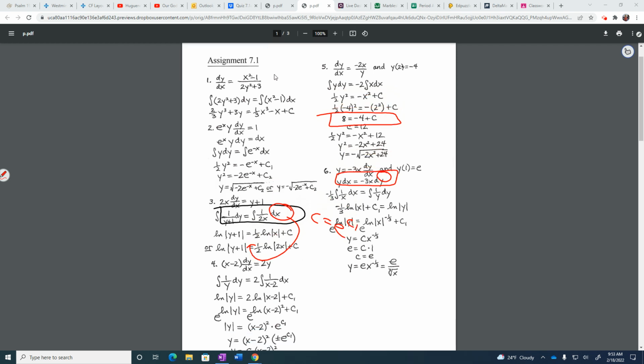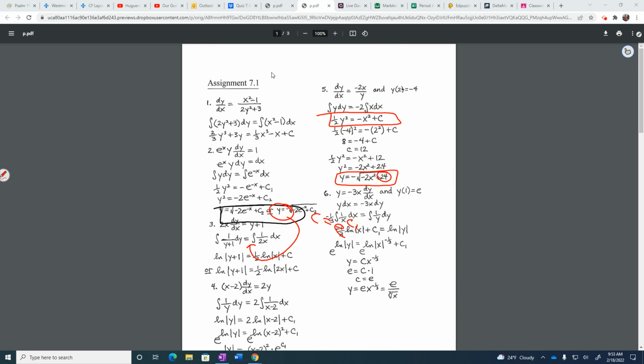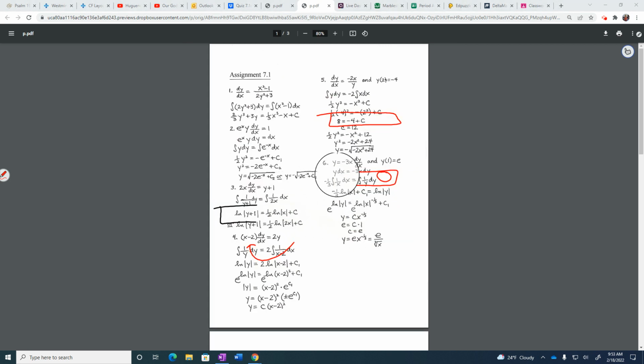Which ones were 7? That was one hard one, Zoe said. 6. Mm-hmm.